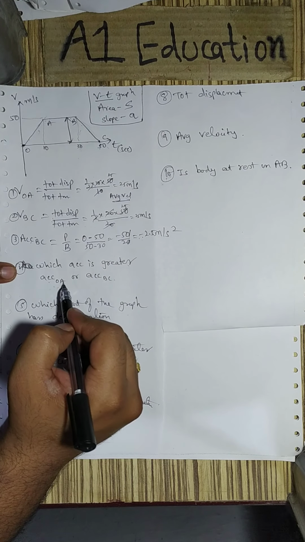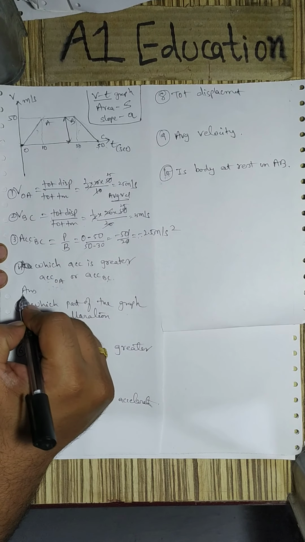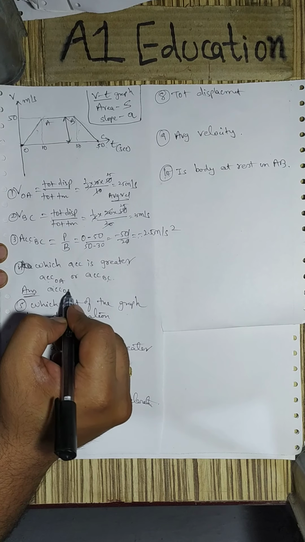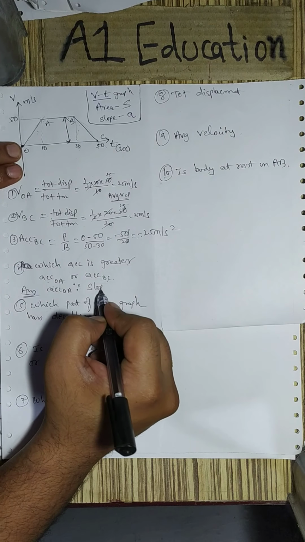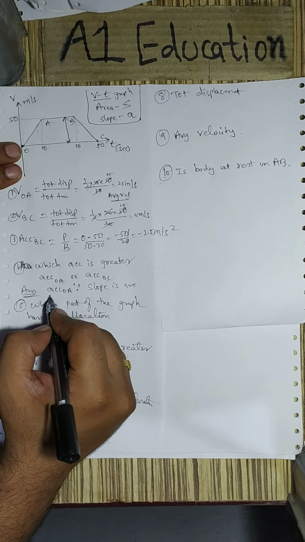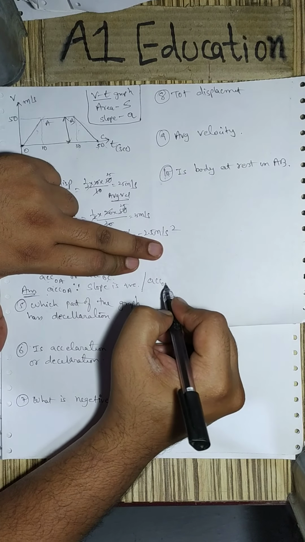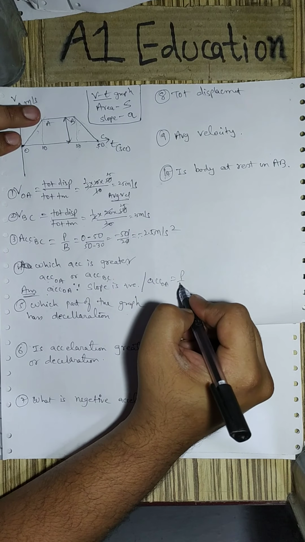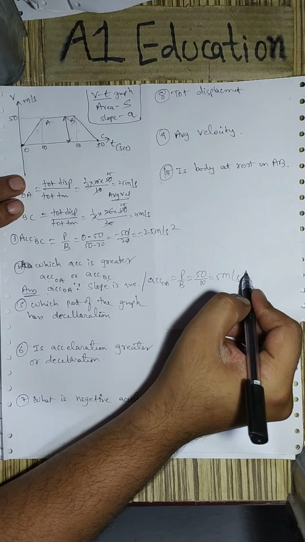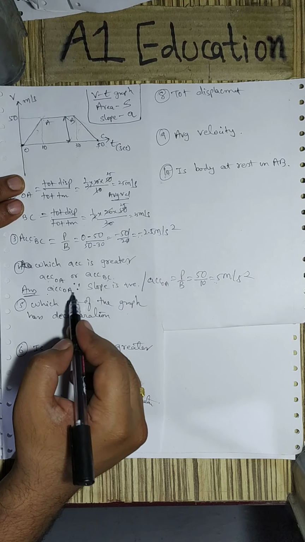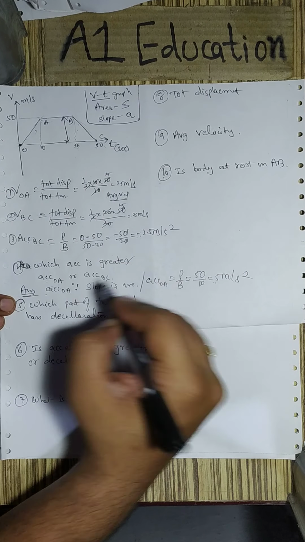Which acceleration is greater, in OA or BC? BC we have calculated. Let us see OA. Obviously our answer will be acceleration in OA, right? You can give the reason: it is because the slope is positive. Another way you can write this answer is to do the calculations for OA. If you calculate acceleration for OA, that is slope, that is perpendicular upon base, perpendicular is 50, base is 10, so 5 meters per second square. So here is the positive value, here is the negative value. So obviously OA is greater. This is from your graphical conclusion, and this is by calculation you get the answer.